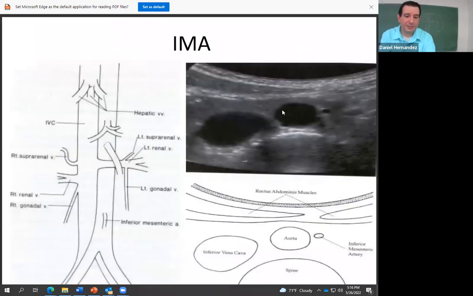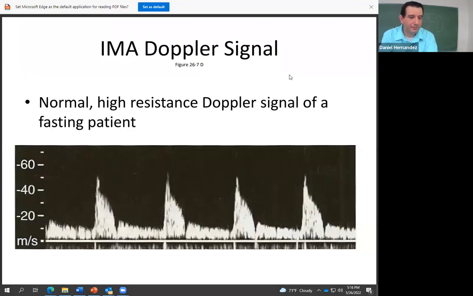So here you go. This is a transverse view. This large one is the IVC. Here's your aorta. You can see that small circle anterior and to the left being the inferior mesenteric artery. You can either slide up and see where this eventually connects into the aorta, or turn on that, elongate, and see if you can track it back to its origin with the aorta. This shows a normal high resistance Doppler signal of an IMA in a fasting patient.